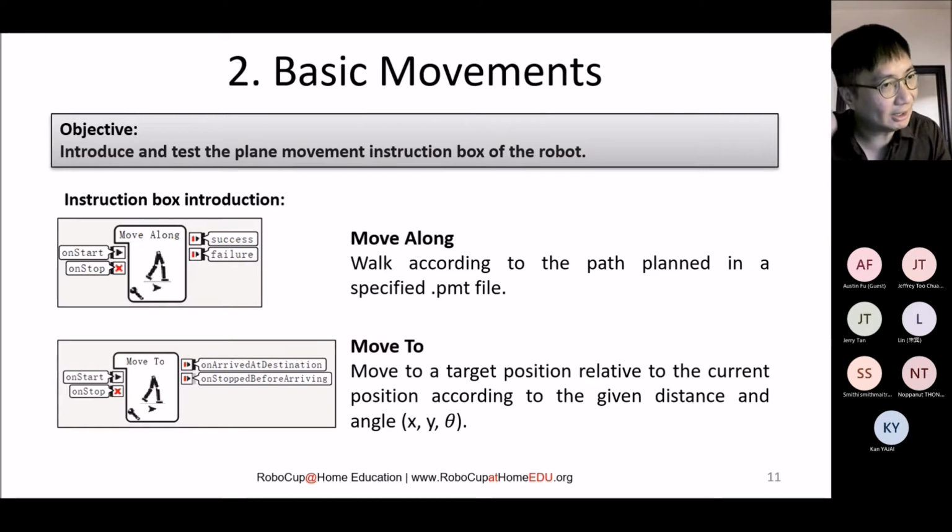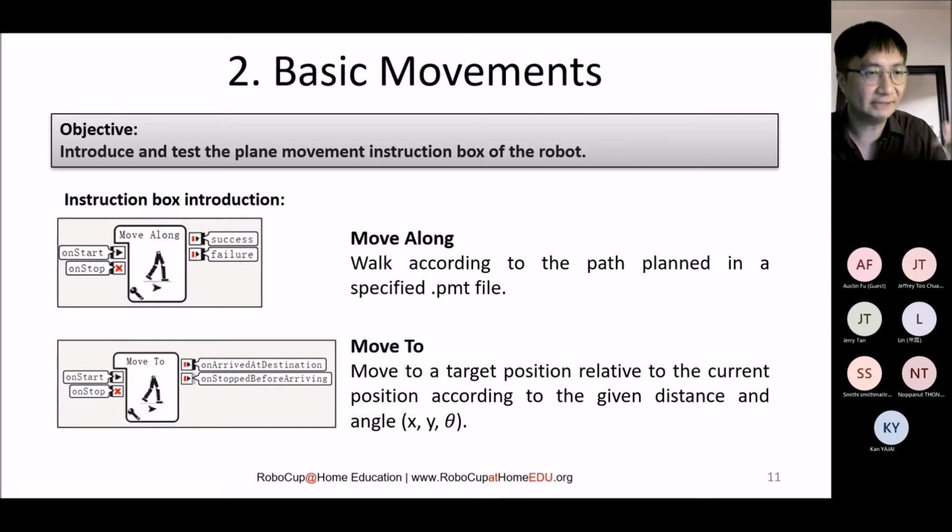Okay, and the input and output are very simple. The input is very normal, and the output is either success or failure. If it runs successfully, then it's okay, but if there is some error, then it will give you the failure. Then that is the .pmt file move along.